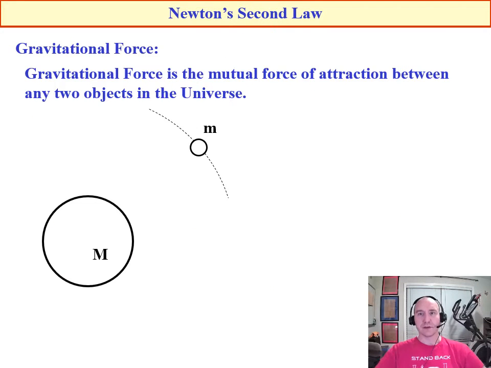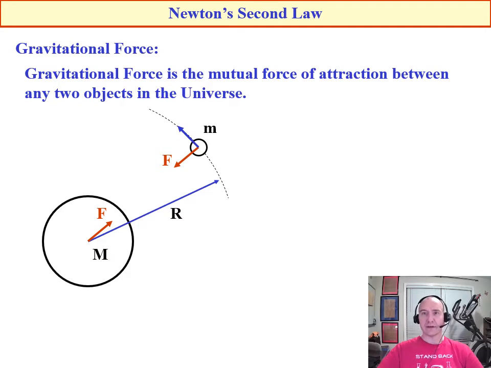So next we talk about the gravitational force. The gravitational force is a mutual force of attraction between any two objects in the universe. A mutual force is effectively just a reiteration of Newton's third law, that for every force there is an equal and opposite force. When you have two objects, a large mass M and a small mass m, they apply a force on each other. That force is the force of gravity. So you have the force of little m on big M and the force of big M on little m.